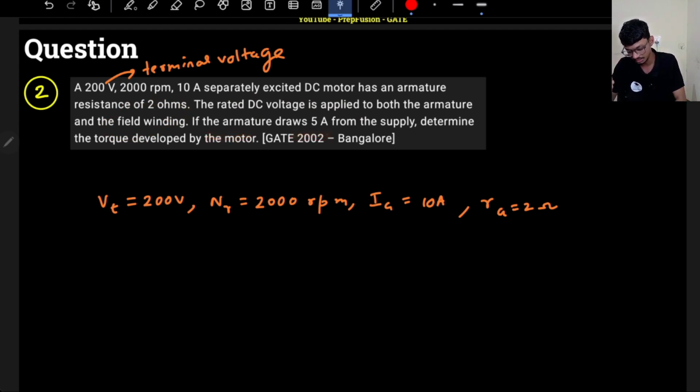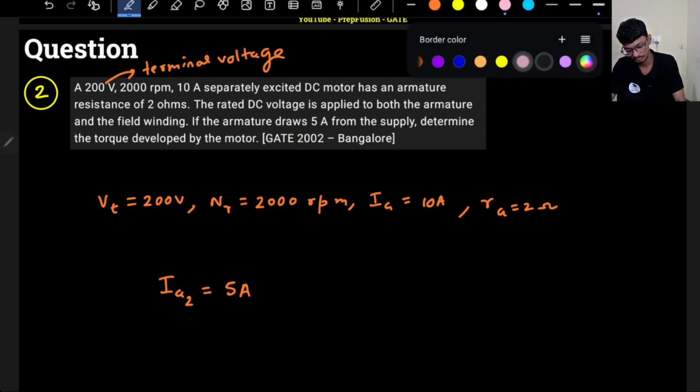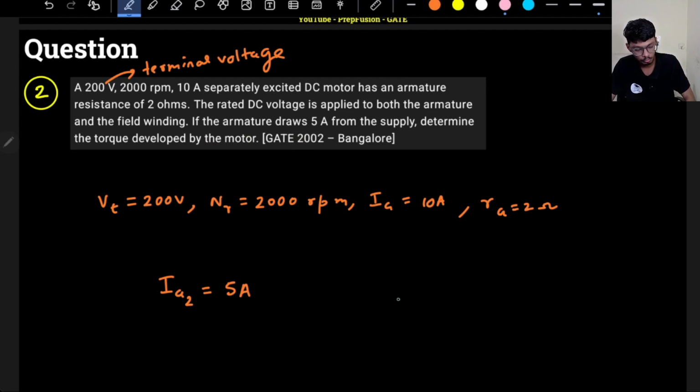If the armature draws a current of 5 ampere from the supply, determine the torque developed by the motor. So they are asking what is the torque developed by the motor if I know the armature current Ia2 is 5 ampere. How do I find out the torque developed? Have we discussed anything about torque? Yes, right. One thing I know is that the output power at the shaft is basically EB into Ia, back EMF into armature current, which will be equal to omega, the speed of the rotor shaft, into the torque developed. Correct. This is what we have discussed.